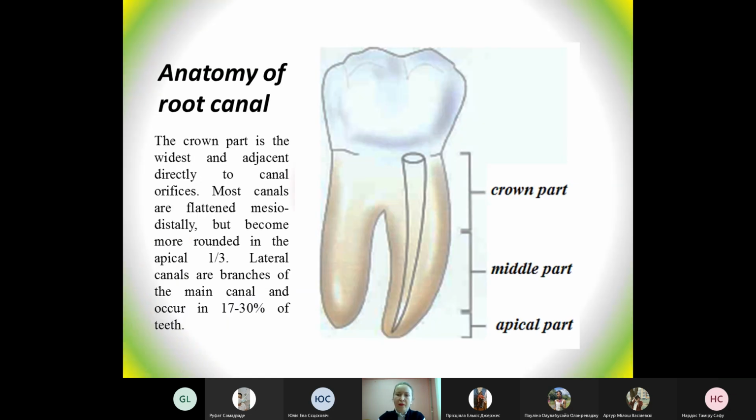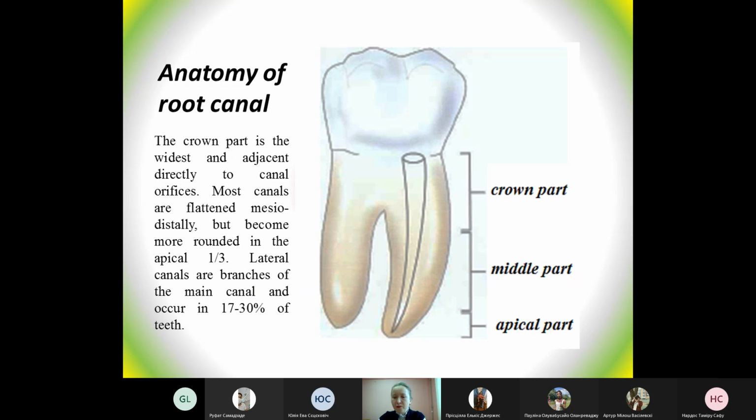The crown part is the widest. When I say crown part, I mean the crown part of the root canal. It is wide and adjacent directly to the root canal orifices. Then comes the middle part of the root canal and the apical part of the root canal. Lateral canals are branches of the main canal and occur in 70–30% of cases.